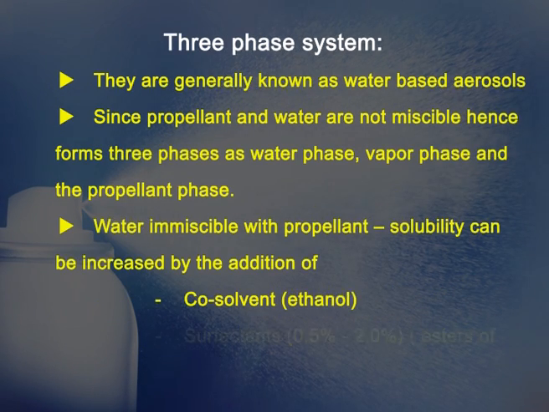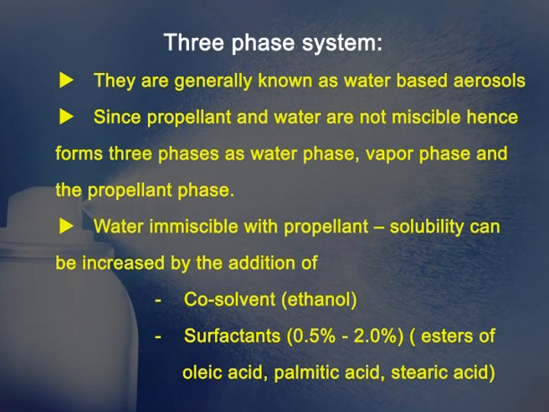Now move towards the three-phase system. What is the three-phase system? It is generally known as water-based aerosol also. Since propellant and water are not miscible, it forms three phases: the water phase, the vapor phase and the propellant phase. When water is immiscible with the propellant, solubility can be increased by the addition of a co-solvent like ethanol and surfactants at a concentration of 0.5 to 2%. Examples that can be used are oleic acid, palmitic acid or stearic acid.